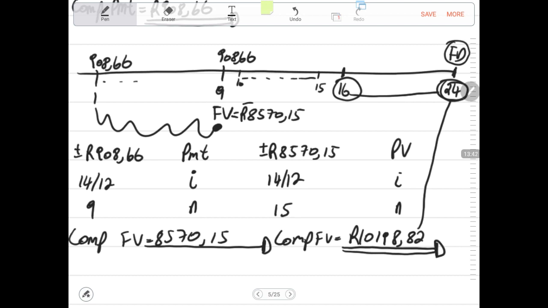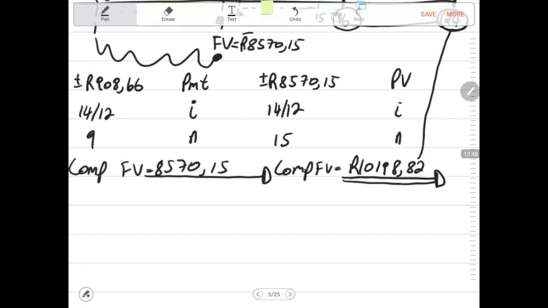So if, because of the missed payments, this is what will be in the account, how much is still short? Let us say shortage, but it's not normally called shortage. The shortage will be 25,000 minus 10,198.82, because 25,000 is what we need to have in the account.